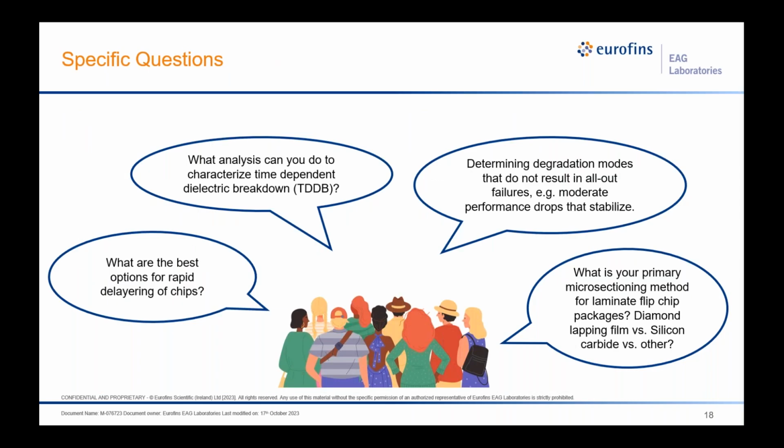All right, so the next category of questions are a little bit more specific and practical use type of questions. We'll start on the left-hand side. What are the best options for rapid delayering of chips? This question is related to the actual ICs themselves, the bare die, and deprocessing the process technology.